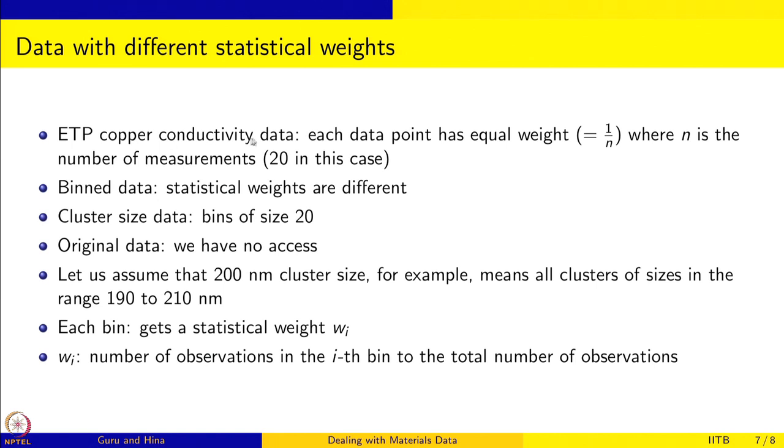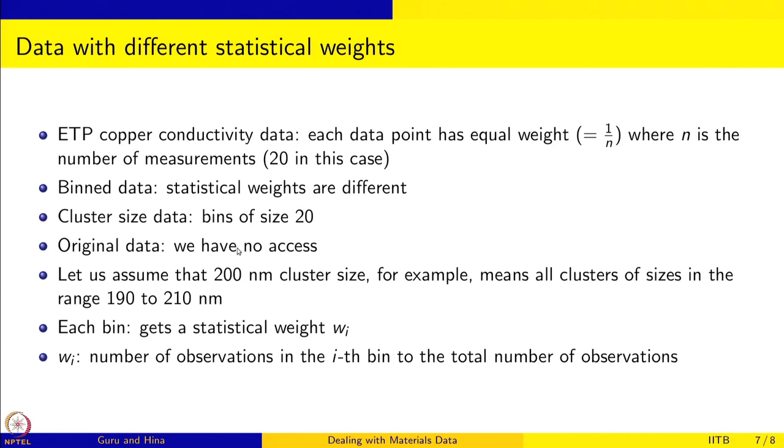In the case of ETP copper conductivity data, each point had equal weight 1 by n, where n was the number of measurements, because all data points were just measurements. But when you have binned data, the statistical weights of different bins are different.